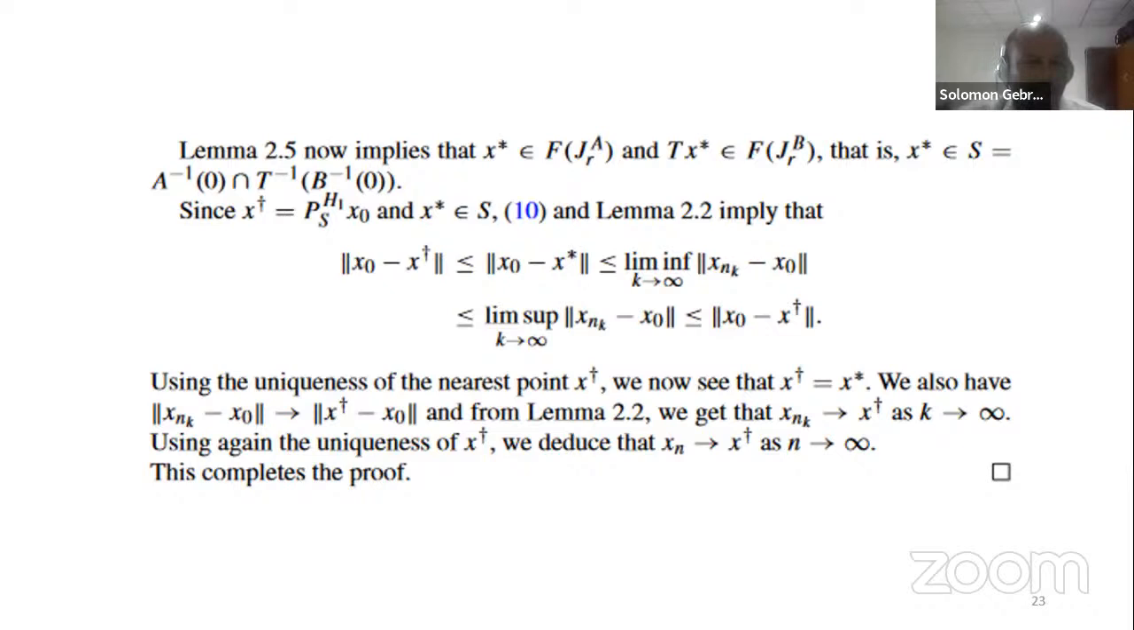Therefore, we'll have the norm of x naught minus x dagger is the same as the norm of x naught minus x star. So applying the uniqueness of the nearest point x dagger, we can see that x dagger is the same as x star. We also can see that the norm of x_{n_k} minus x naught goes to the norm of x dagger minus x naught. And applying Lemma 2.2, we can see that x_{n_k} converges to x dagger as k goes to infinity. And applying the uniqueness of the limit point or the fixed point, we can see that x_n converges to x dagger as n goes to infinity. So this completes the proof of the theorem.